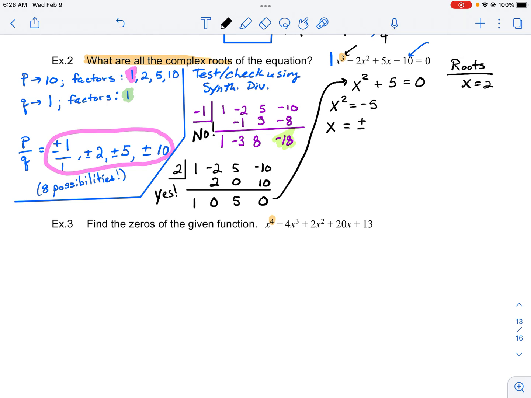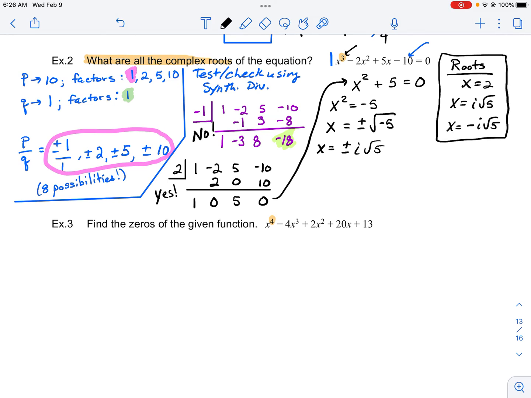So we have x equals plus or minus the square root of -5. Hopefully you recognize that negative under the radical. And that's going to now introduce plus or minus i square root of 5. And there are your 2 additional solutions. So we also have x equals i square root of 5. And we have x equals -i square root of 5. And there are those companions, the 2 non-real solutions that must travel together for a total of 3 roots.